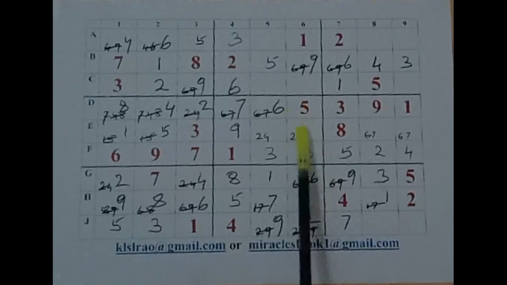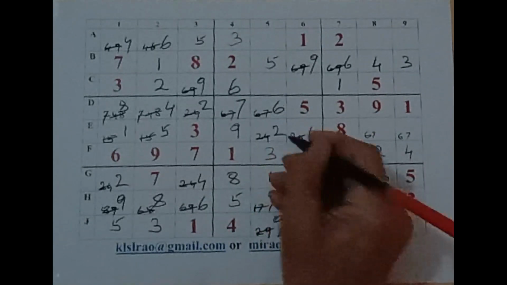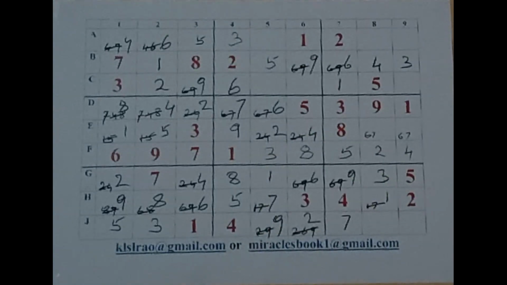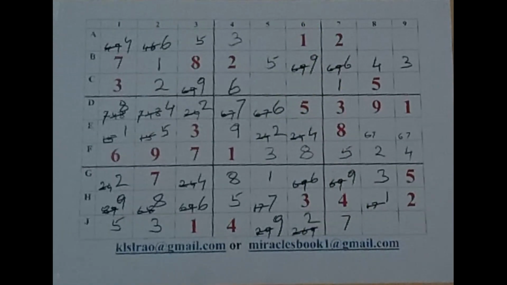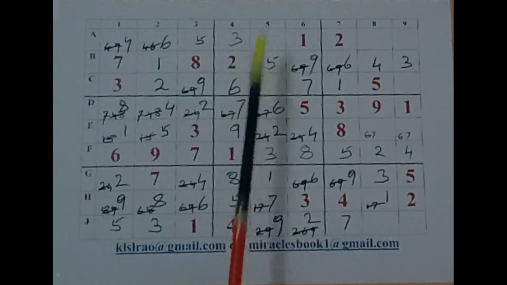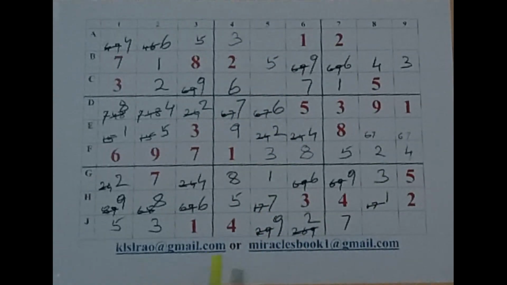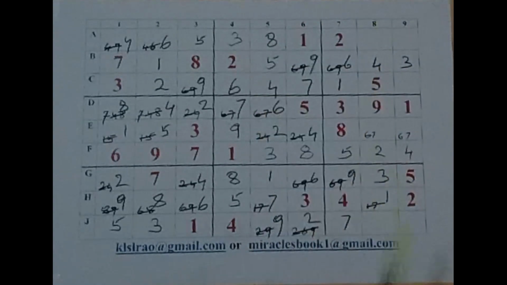These two will reach number 4 there. That's a number 4. It's a 2 here. And this column number 6 is having only one vacancy now. That is for number 7. Yeah, that's for number 7. What about these two cells? 4 and 8. We have a 4 there. So let us write a 4 here and 8 there.